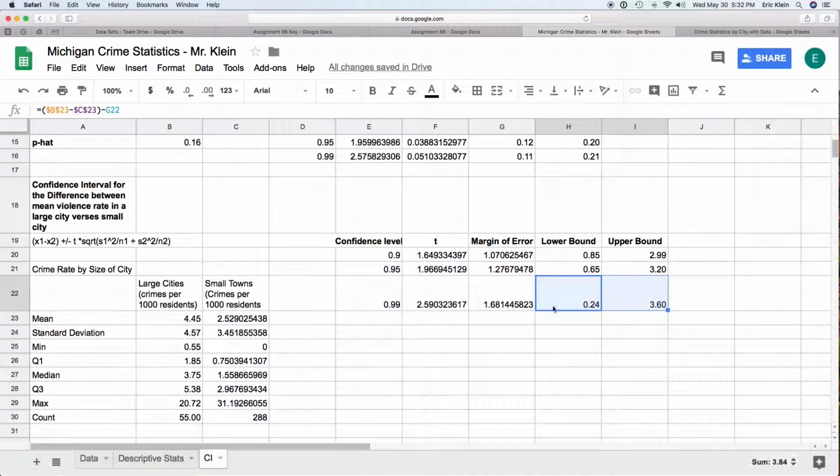We can see that at the 99% confidence interval, the difference between the violence rate in a small city and a large city is between this positive number and this positive number, which means that we can confidently say that the violence rate is higher in large cities.